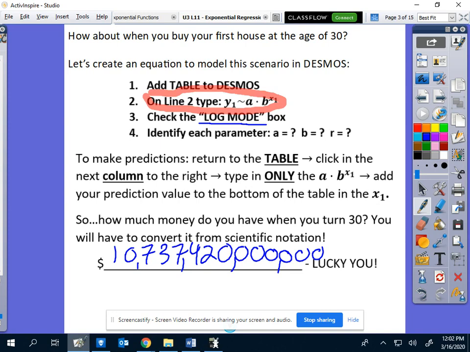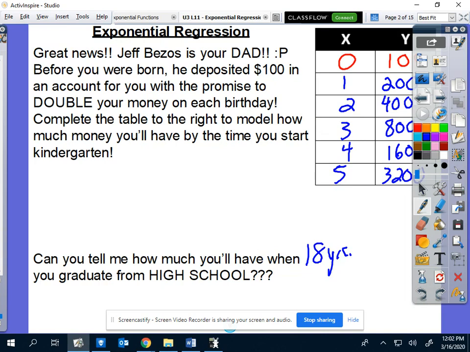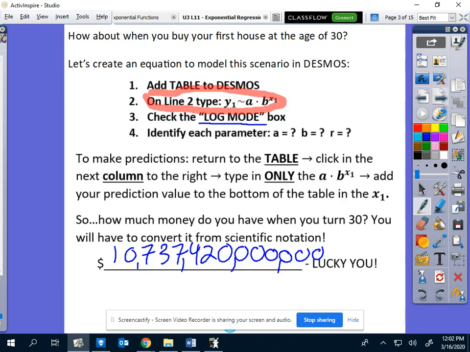So our goal today is to do just this: take a table of data, create a model, an equation for that table of data, and then make some predictions based on it. In the next couple of videos, that's what we'll be practicing.